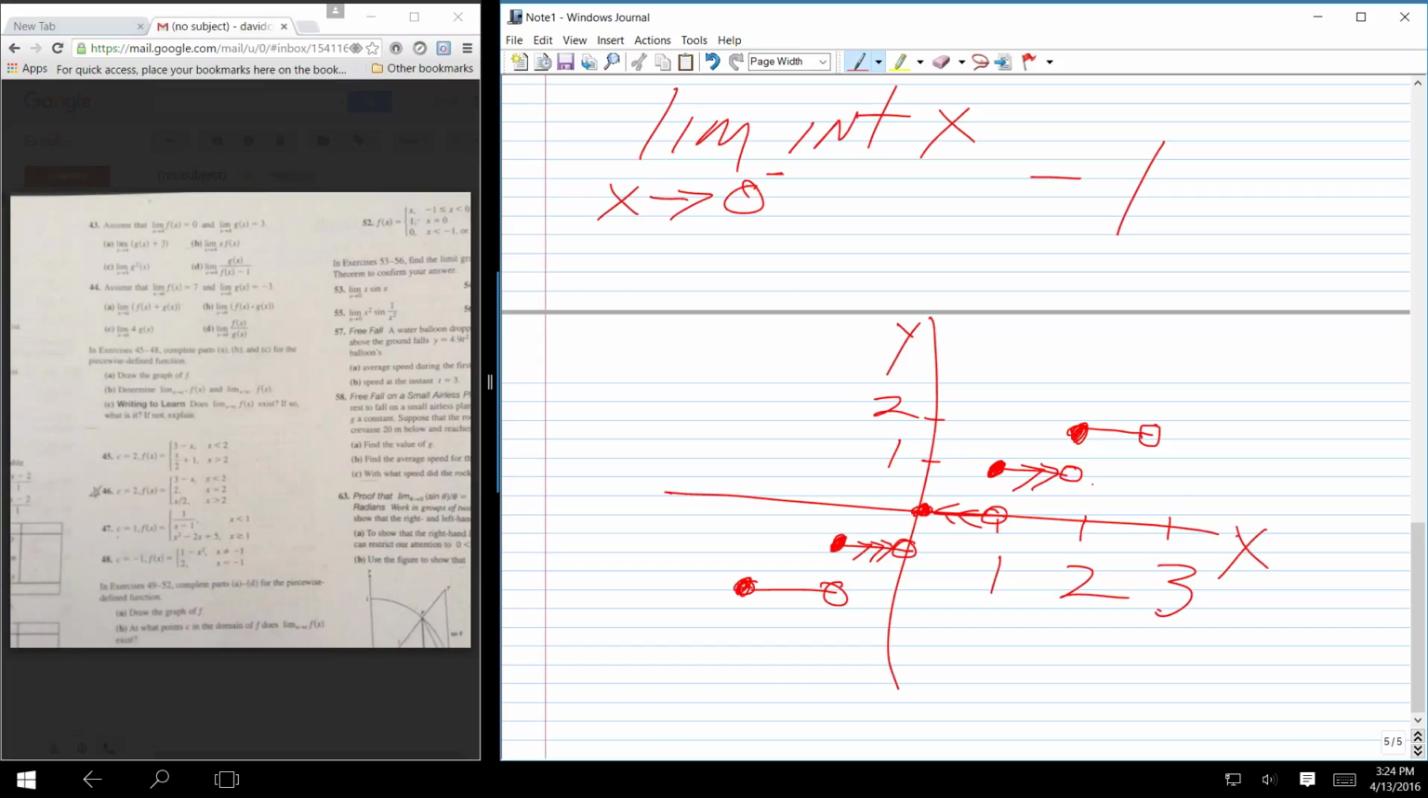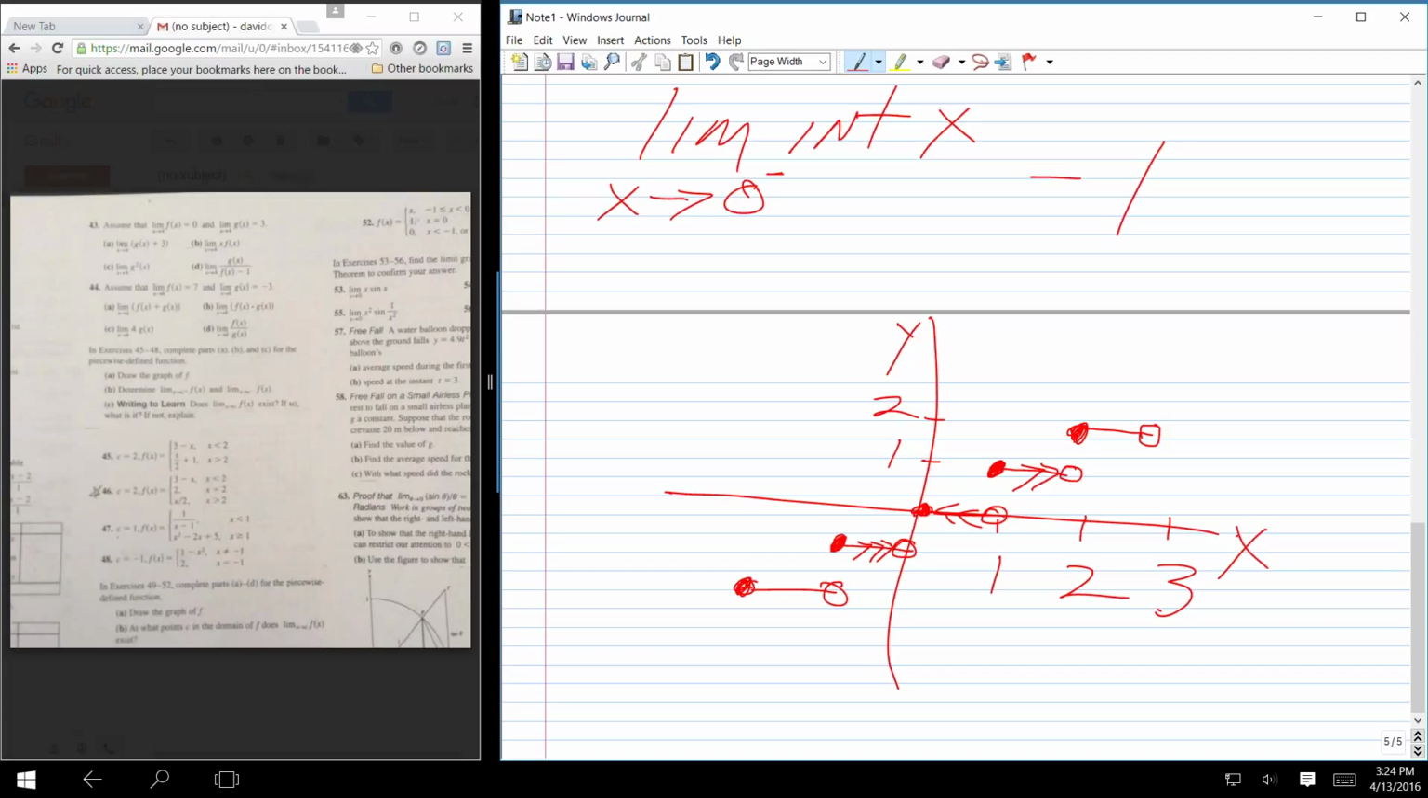Regardless of the fact that the greatest integer of 2 is 2, the fact is we're approaching from the left side. So all you do is approach from the left side, and whatever number you're pointing at on the y-axis, that's going to be your answer.